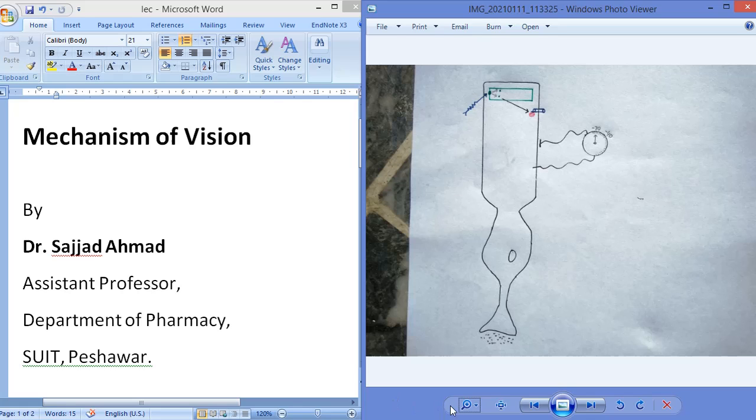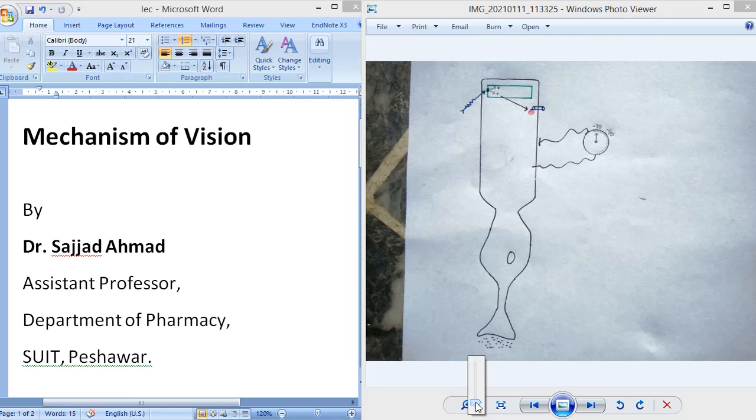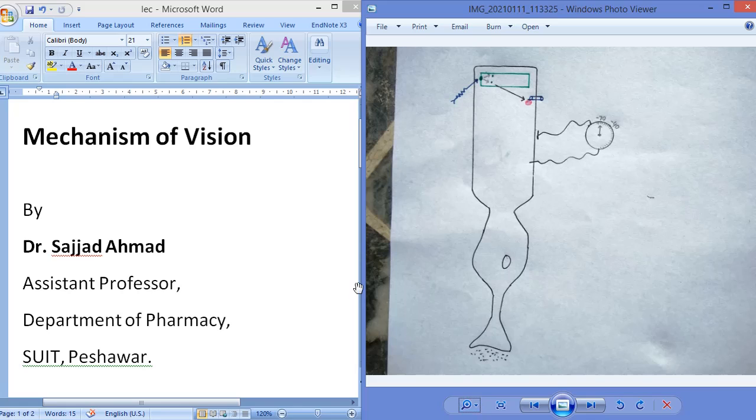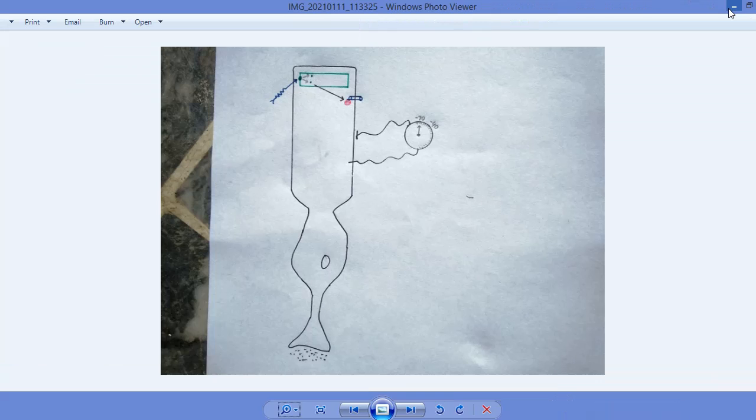Bismillahirrahmanirrahim. Today we are going to learn about the mechanism of vision. The mechanism of vision actually means how we see various objects with the help of our eyes. To know about the actual mechanism, we are going to the first slide.